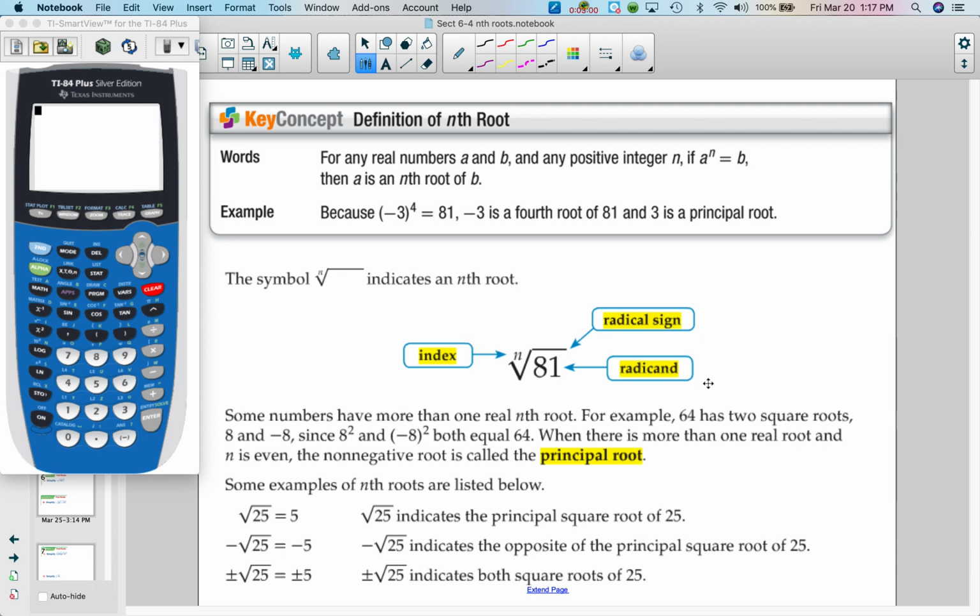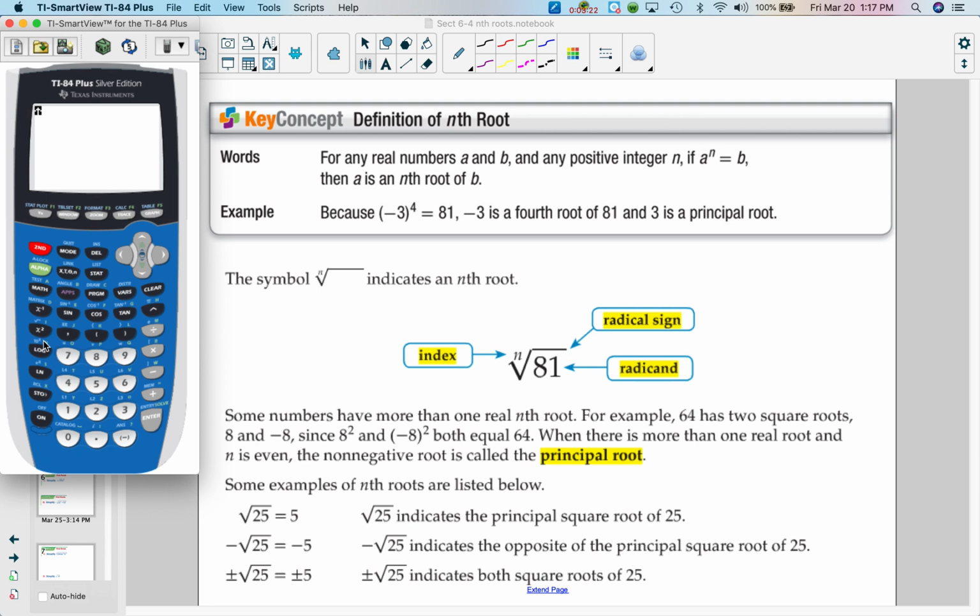Now, sometimes some numbers have more than one real nth root. For example, 64 has 2 square roots because 8 squared is 64, and -8, that quantity squared, is also 64. So when there's more than one real root and n is even, the non-negative root is called the principal root. Typically, if I put into my calculator the square root of 25, I just get 5 because I'm already evaluating the square root. And we've talked about this in class.